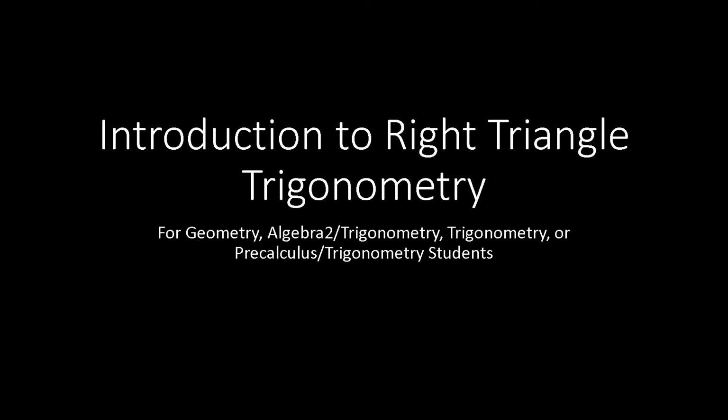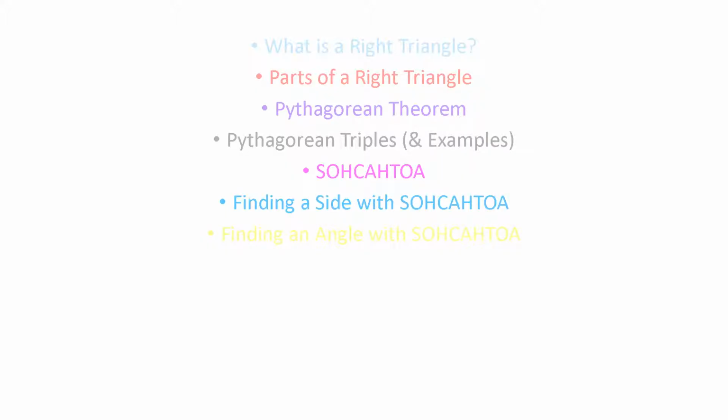Hi everybody, today we're going to be doing an introduction to right triangle trigonometry. This video is going to include very basic examples and facts, starting with what is a right triangle, the parts of a right triangle, the Pythagorean theorem along with Pythagorean triples and examples to prove those, SOHCAHTOA, finding a side with SOHCAHTOA, and finding an angle with SOHCAHTOA.